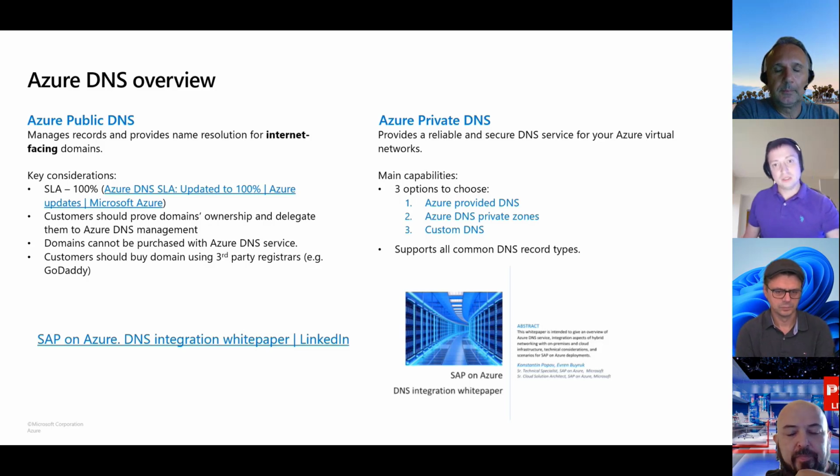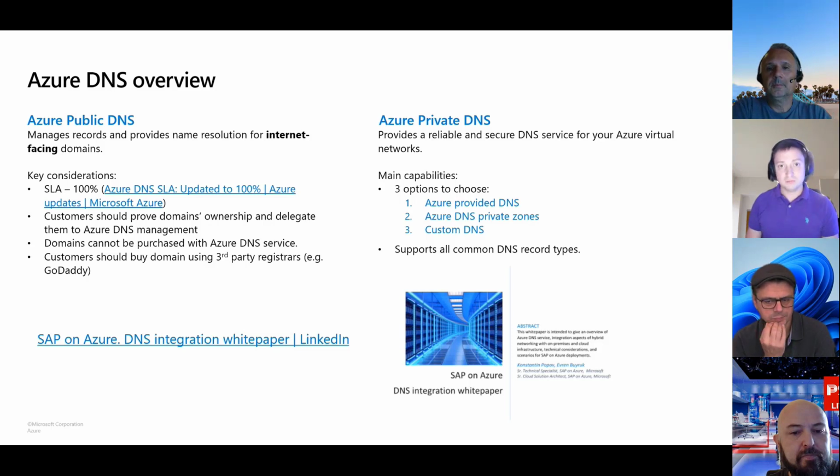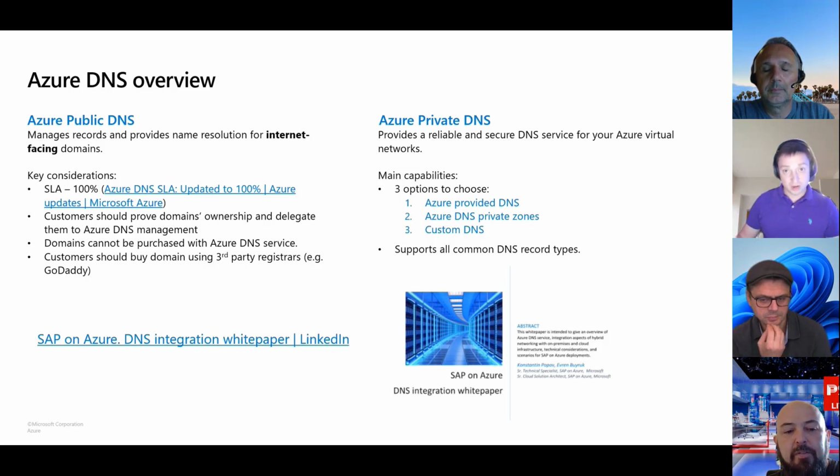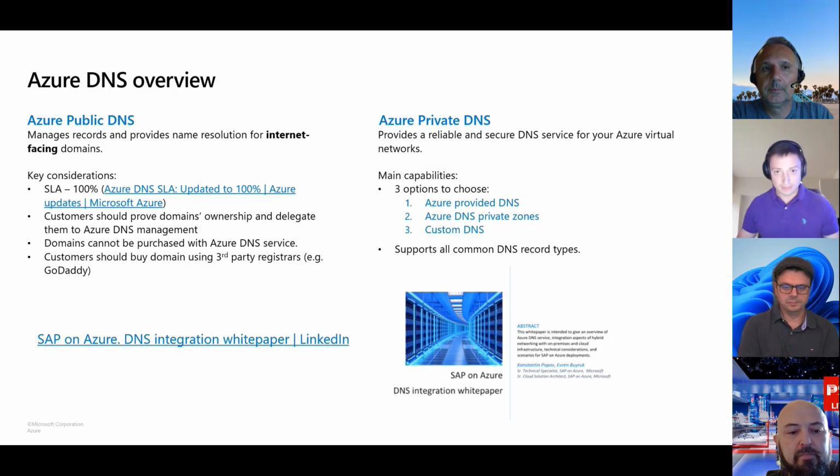The second dimension is Azure Private DNS. This is where we focused, together with Evren's white paper, because Azure Private DNS is much more relevant for SAP deployments. Most of the customers who run their SAP estates prefer to run them in their premises, in a closed environment, with security in place and their private networking infrastructure. And for the private networking infrastructure, Azure Private DNS plays an essential role.